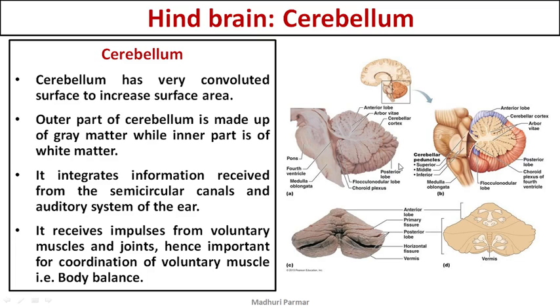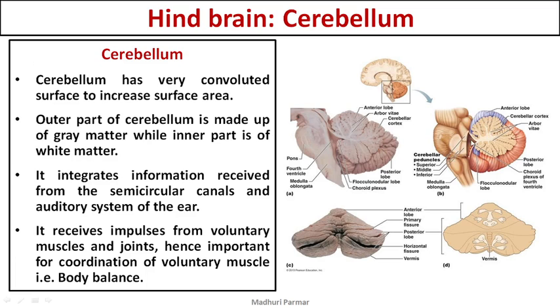What is the function of cerebellum? It integrates the information received by your semicircular canals in the ear. So when we study ear, or you must have already studied, you know that there are three semicircular canals, and these semicircular canals are filled with fluid, and their function is to signal your brain about the posture. So your posture, your balance, all of this is maintained by your semicircular canals. They will receive these signals, and these signals will then reach your cerebellum.